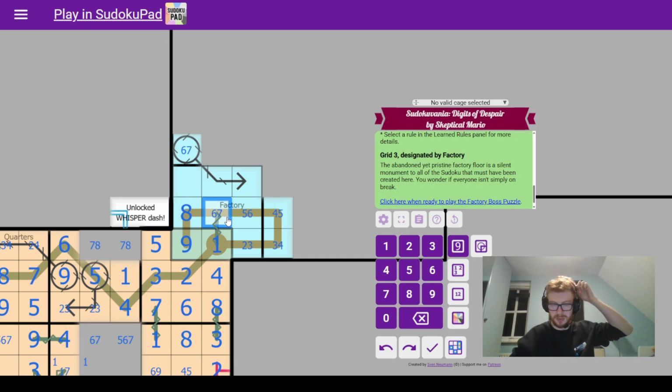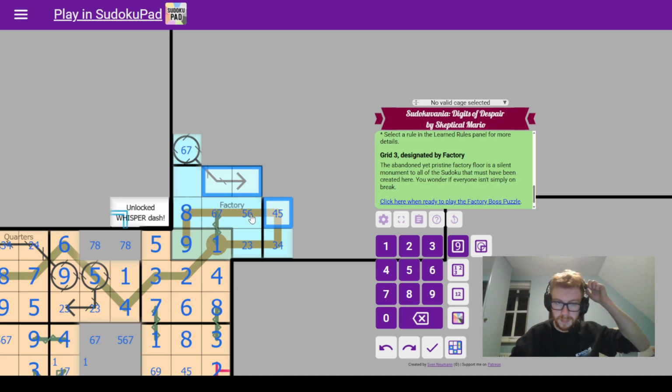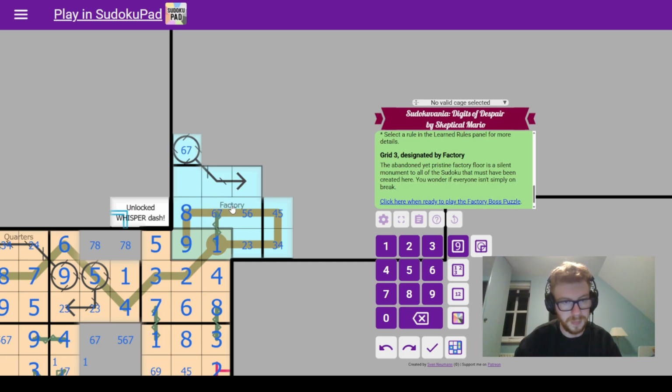Now, I think 6 here is going to be the strongest, right? Because that forces everything. If that's 6, then that's 7. And we have 5, 4, 3, 2, 4. That gives us a 4, 3. Wait. Okay, wait, no. 6 gives us a 2, 4. Then we have 3, 4, 5, 6, 7.